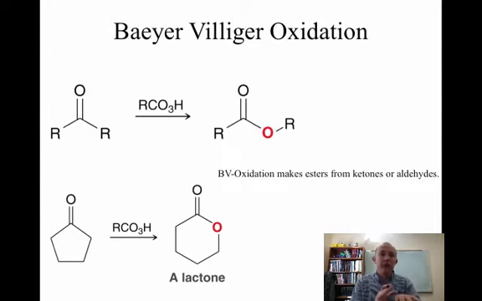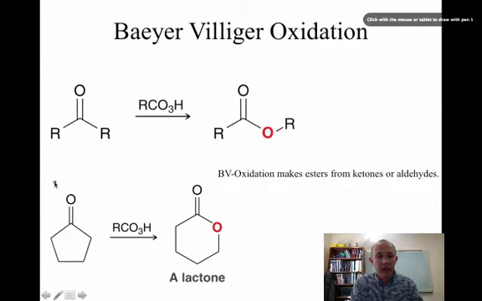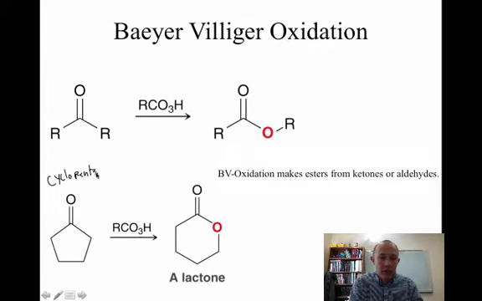This is really useful for what's called ring expansions. So let's say you have a 5-membered ring ketone. This is cyclopentanone. You can turn that into a 6-membered ring lactone, which is a cyclic ester, by Baeyer-Villiger oxidation, which sticks an oxygen in between these two carbons.